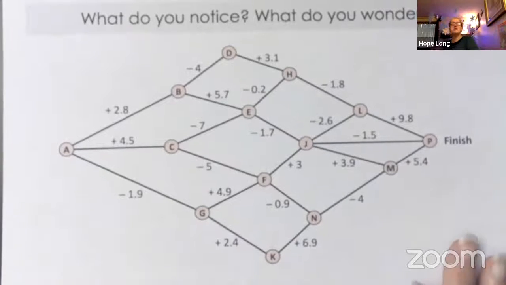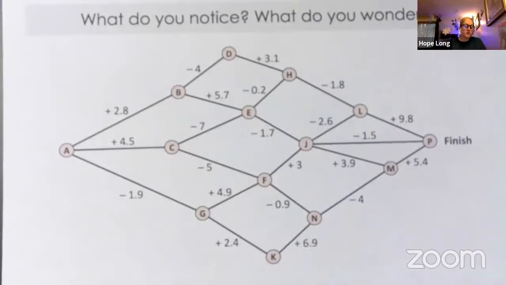All right, fifth graders, let's go ahead and share. Please use the raise hand button. What do you notice? What do you wonder? Leah, what do you notice?